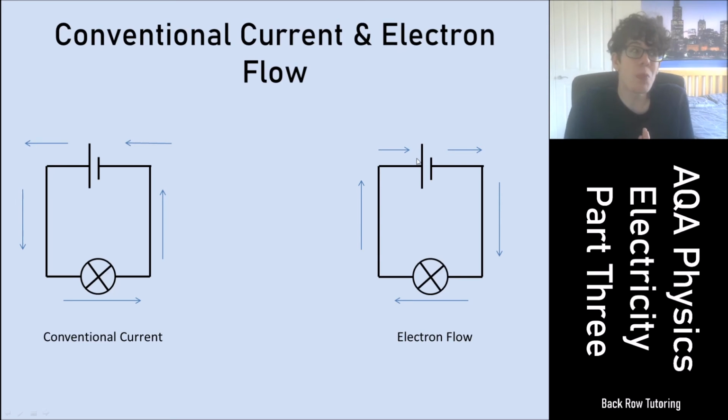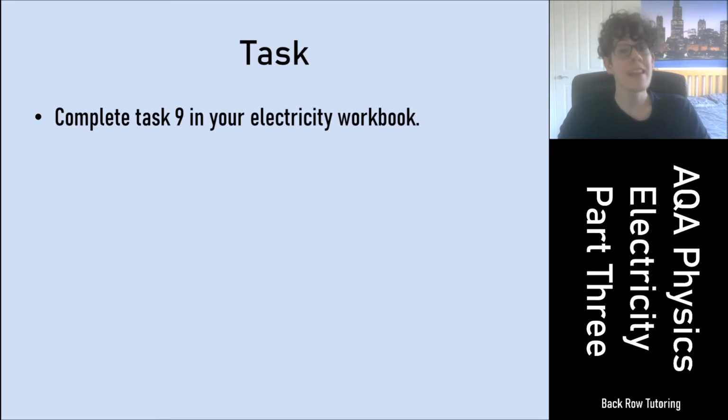But we still tend to use the conventional current way of thinking in electricity because it's just the norm. It's been used for a long time, and conventional current is still the norm when it comes to electrical diagrams. Complete task number 9 in your electricity workbook if you're following along, and pause the video.